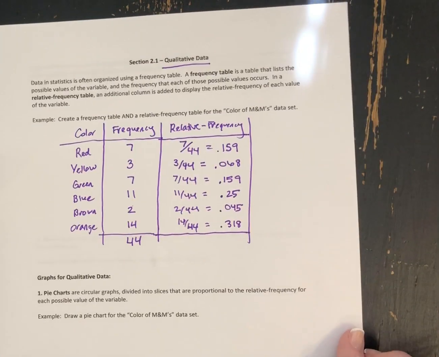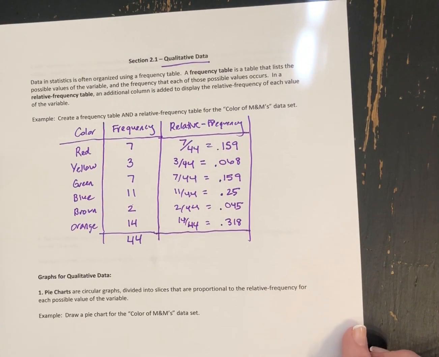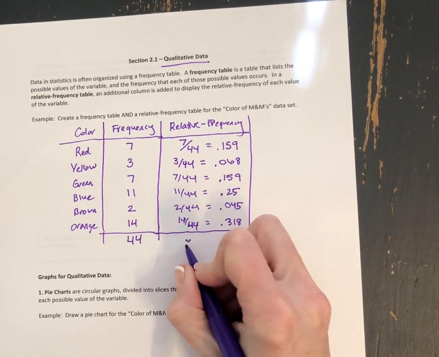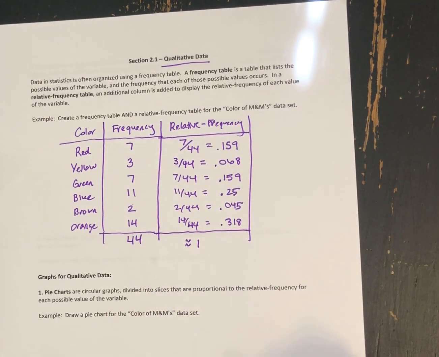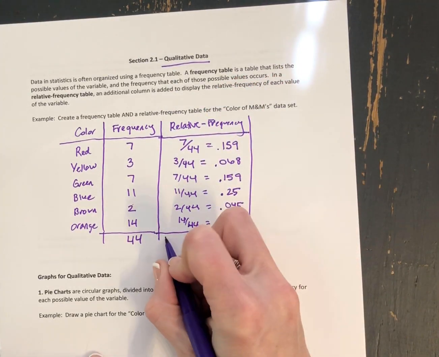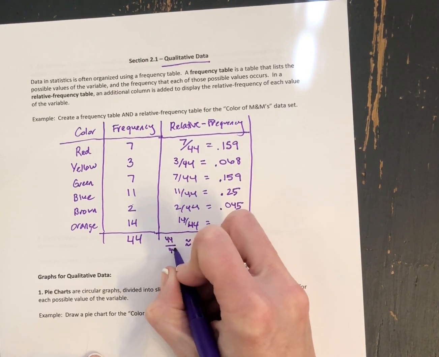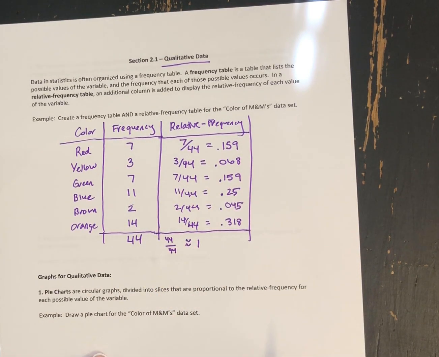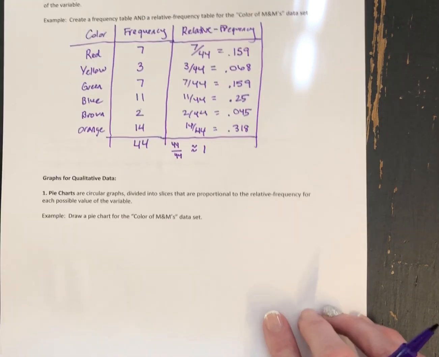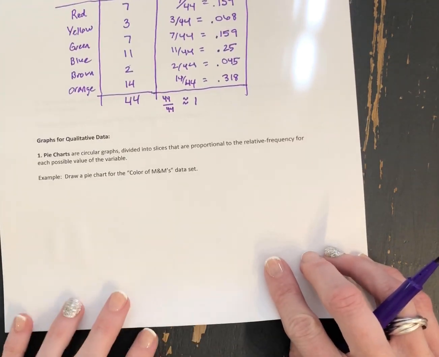If we added all those together, we should get 1. We might get a little bit of rounding error, but it should be 1 if we didn't have any rounding error. Adding all those numerators, we would have 44 out of 44. All right, so that's what our frequency and relative frequency table look like. Now that we know how to do that, we're going to move into how to start graphing qualitative data.